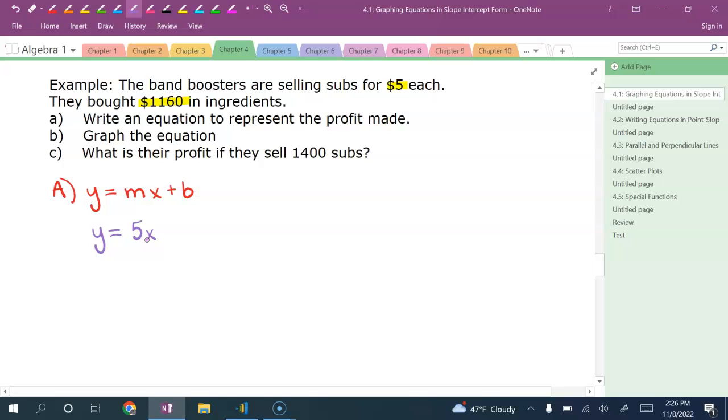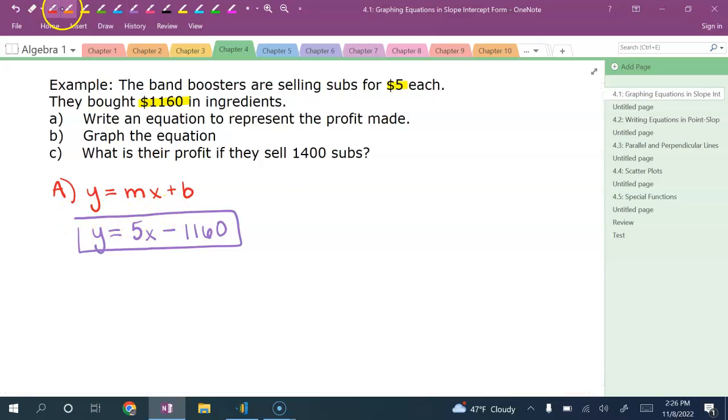Now that $1,160, that's for the ingredients. They've already spent that money. So that's not additional money that they're taking in. That would be money that they have spent. If you're spending money, that would be negative. So instead of writing plus b, plus that 1,160, we're going to write minus 1,160 because they have already spent that much money. So this would be your equation.